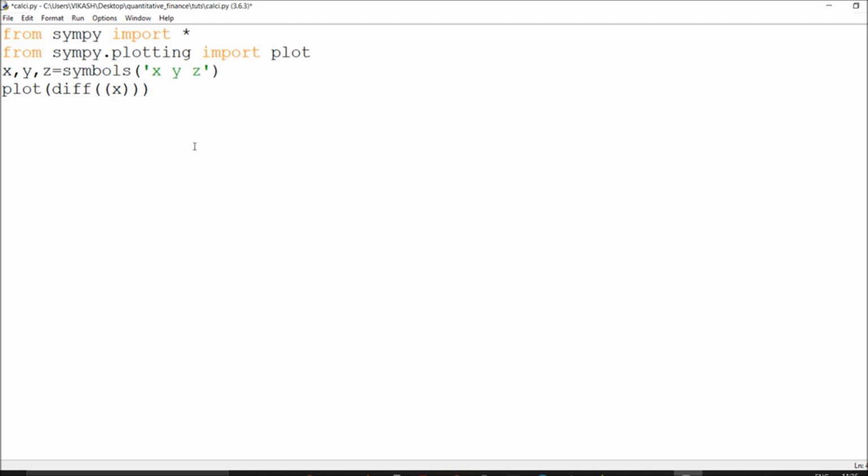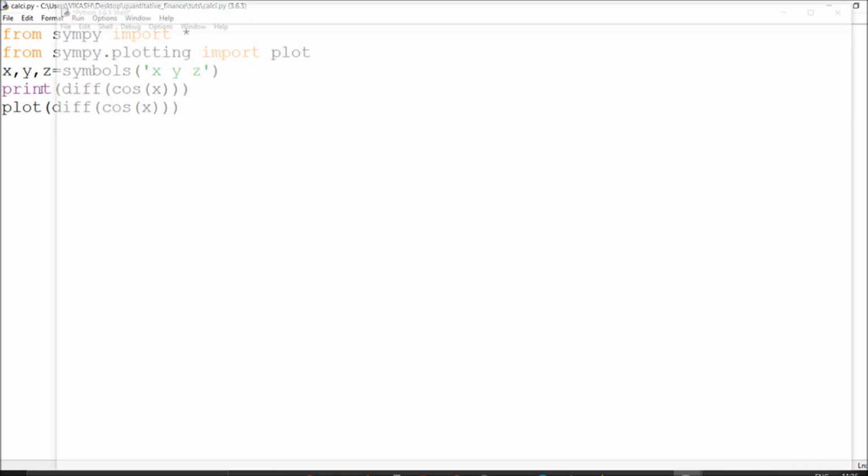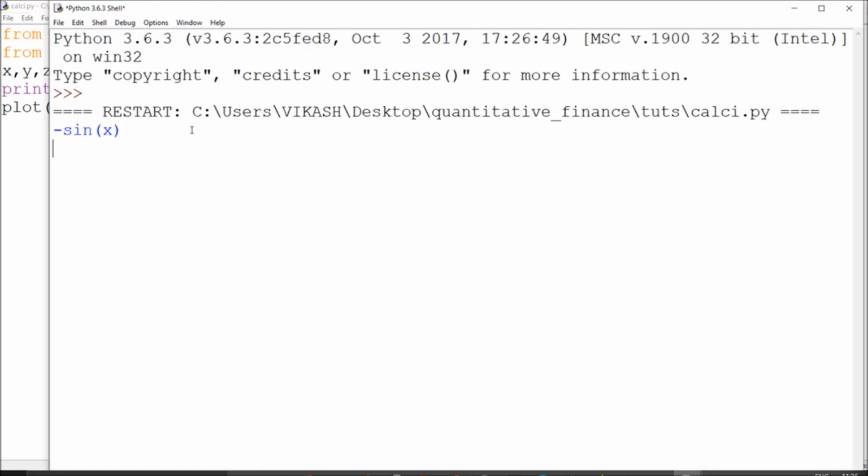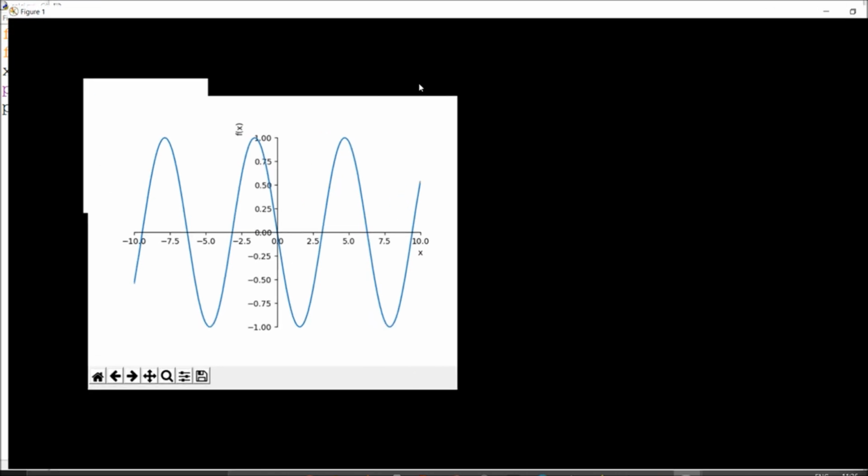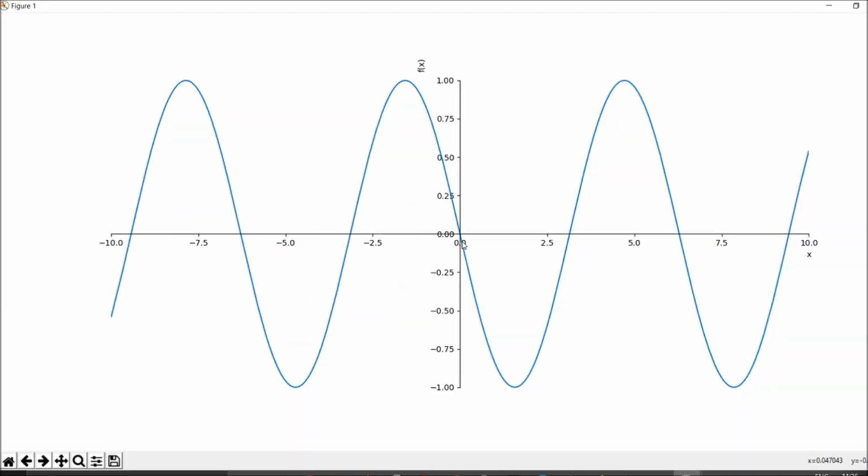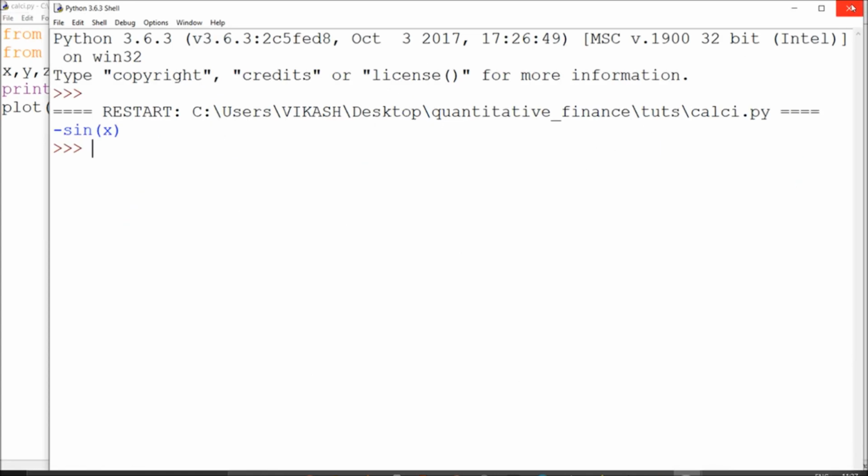Same as with this one, if I plot cos x and print its differentiation as well, it will be minus sin x. So this is the differentiation we get. So these are interrelated and inverse, and each and everything will be related. So please do follow.